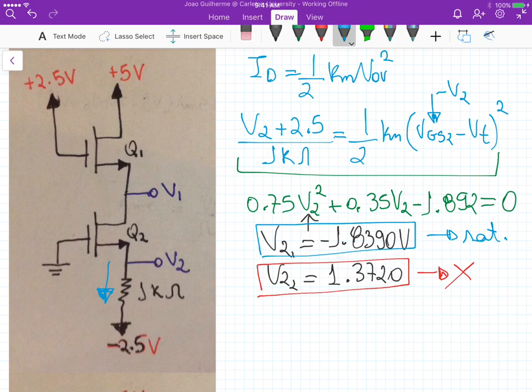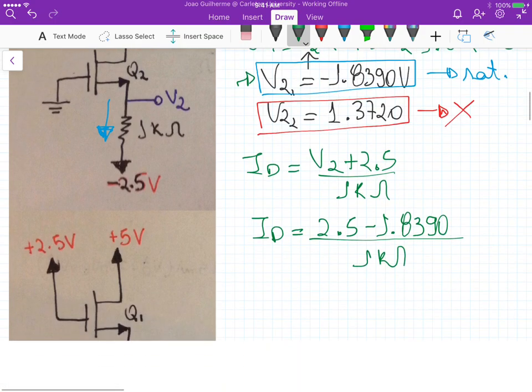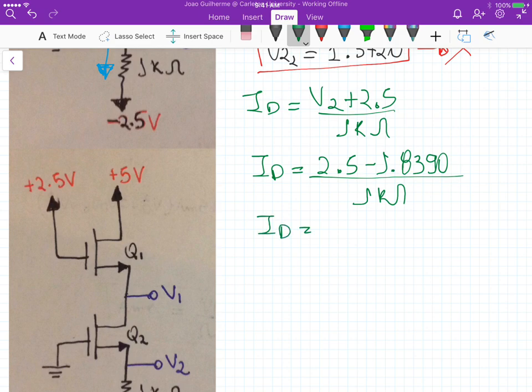So we can calculate now VS1. Now we can actually calculate the current ID, right? Because we just defined V2, so we have an equation for ID, and ID is actually V2 plus 2.5 divided by 1K ohm. And this gives us an ID that's equal to 2.5 minus 1.8390 divided by 1K ohm. And this gives us an ID that's equal to 0.66 milliamps. So now we found the value of ID.